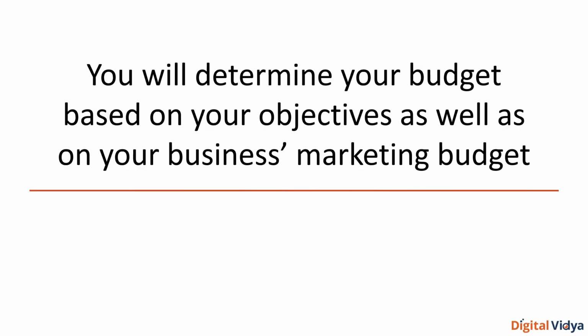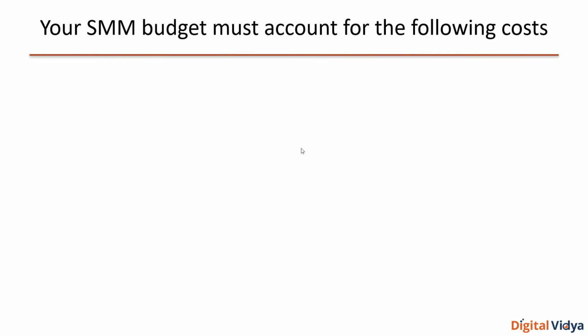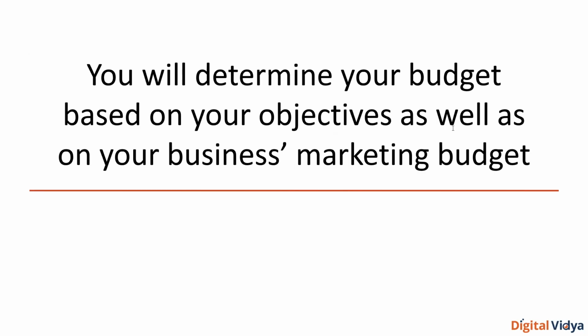So now we've chosen our platforms. We know the audience. We've done a complete analysis. We know where we are. We know where we want to go. Next is setting a budget that you will commit to your strategy. You will determine your budget based on your objectives as well as your business marketing budget. So how does it work? With most businesses, it works this way.